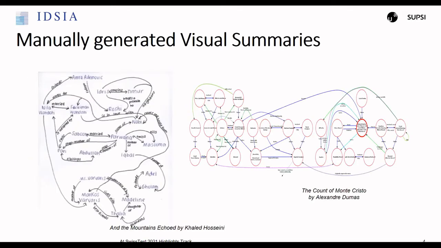These are some interesting visualizations which we could find online, which people have plotted manually for some famous stories like And the Mountains Echoed and The Count of Monte Cristo, where they represented it graphically using the characters as the nodes and their relationships as edges, and even tracked some of the sentiments of the characters.